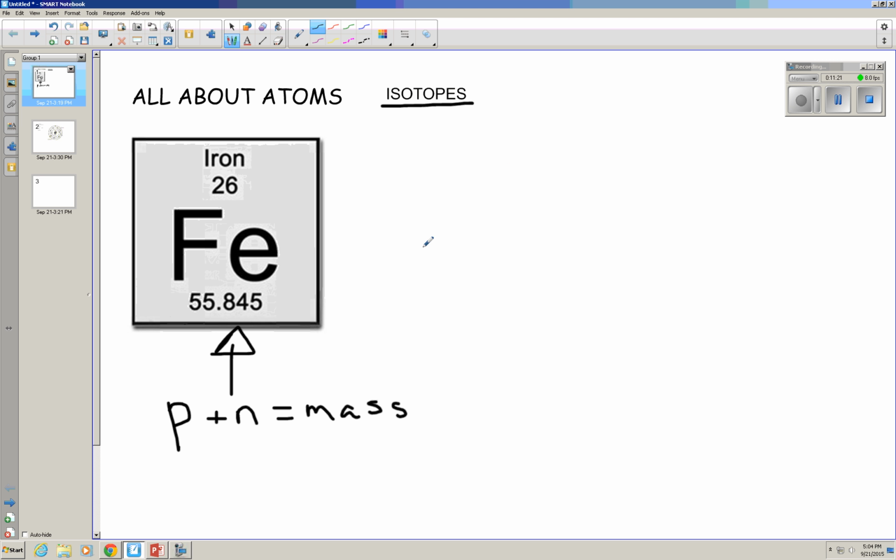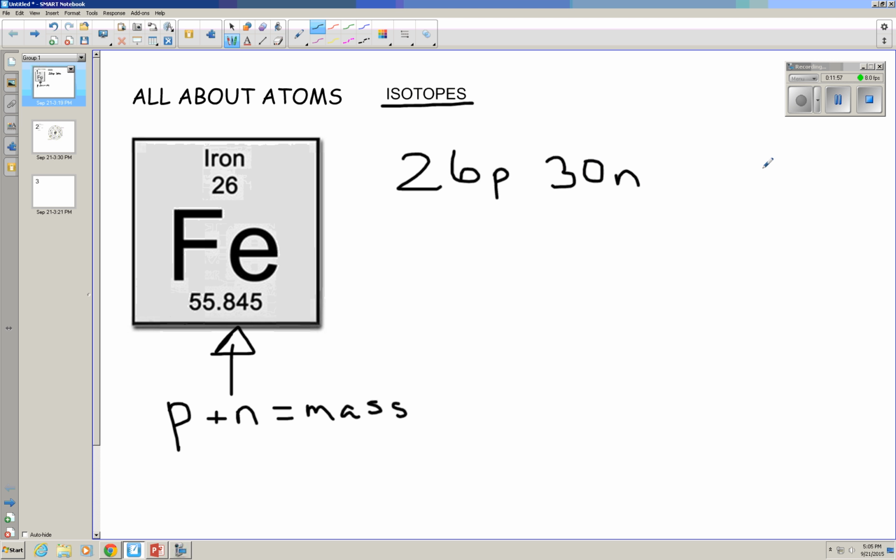It turns out sometimes atoms can actually have more neutrons. And I know some of you aren't going to like this because it makes things a little bit more complicated. But sometimes atoms can actually have more neutrons. And what I'm talking about here is most iron atoms that are out there. Well, first of all, every iron atom is going to have 26 protons. And most iron atoms are going to have 30 neutrons.